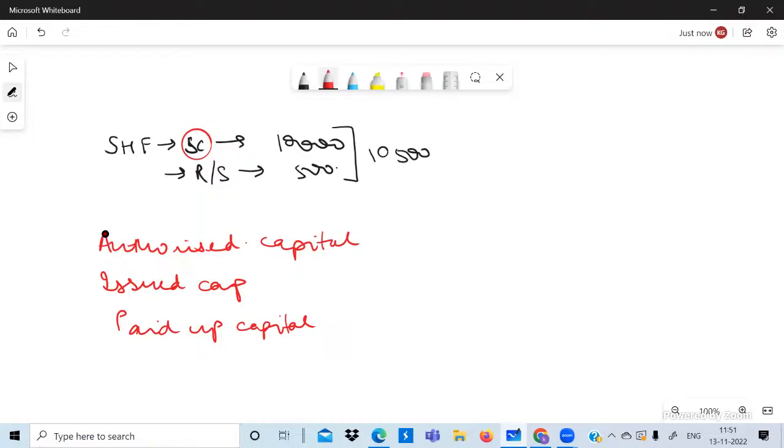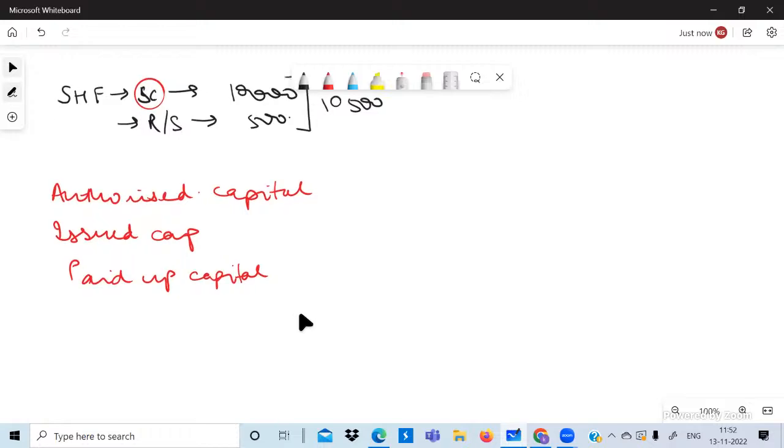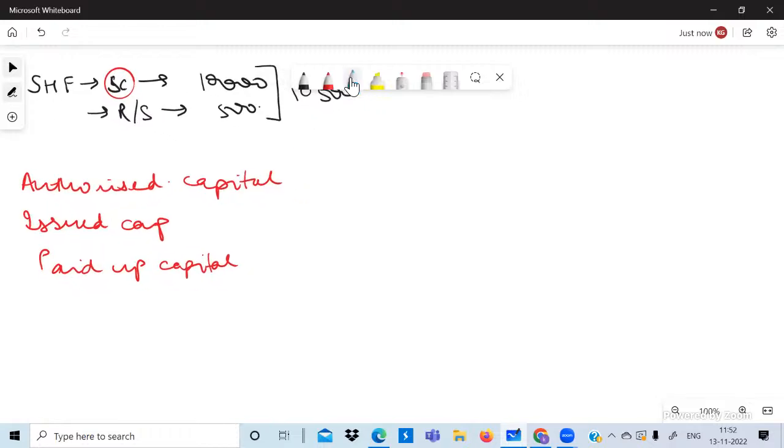Anyone who can tell me what is authorized capital? What do you mean by authorized capital? Yeah. Anyone? What is authorized capital? Initial money, no. Invested money, no. Anyone else? What's an authorized capital? Ownership, not exactly. Okay, fine.